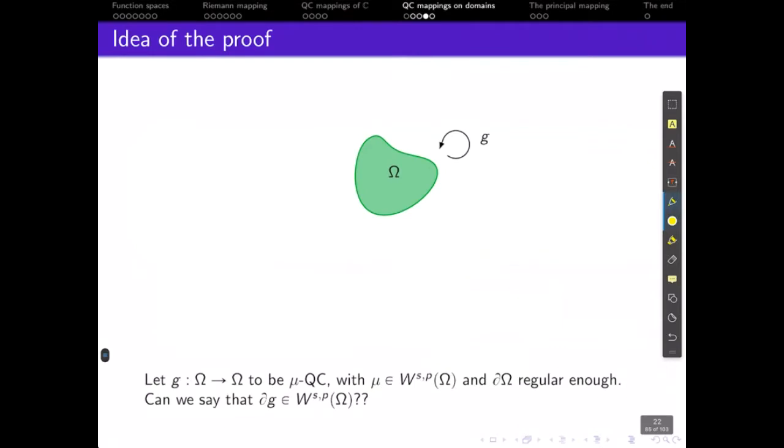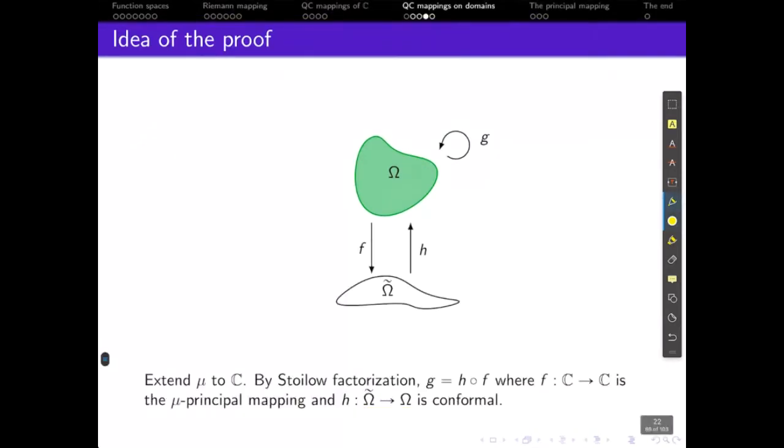Okay, what is the idea of the proof? So consider the following. I will talk first about just a self-map of omega. So take G that maps omega to omega, a quasi-conformal mapping with coefficient mu that is Sobolev, in omega. And assume that the boundary is regular enough. What can we say about the regularity of its derivative?